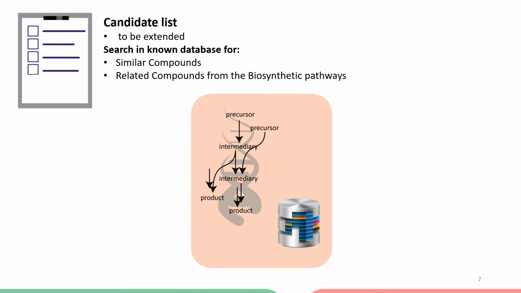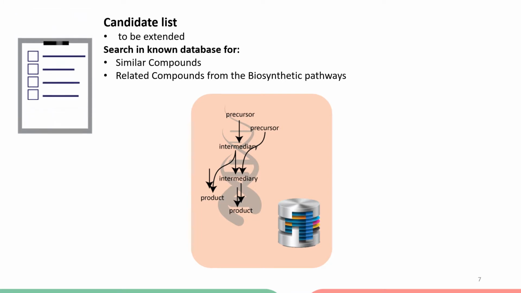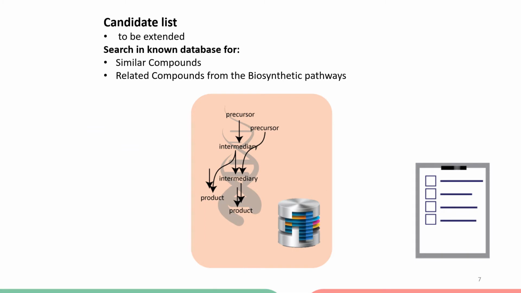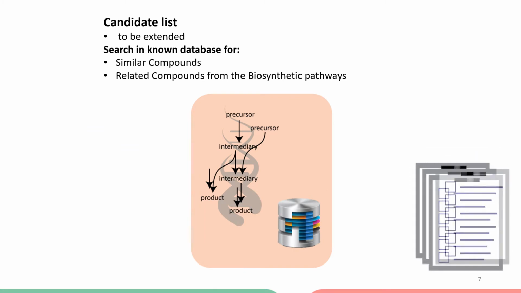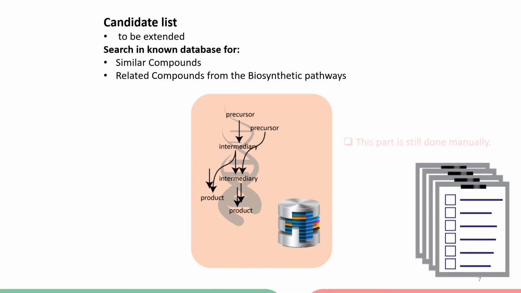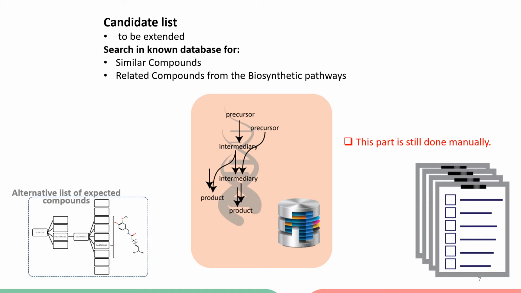Once the first list of candidates is achieved, it will be extended through a search for similar compounds and furthermore for related compounds from the biosynthetic pathways. This part is rather manual still, but we are working on automation for that. In this mid-step, we plan to make it possible for users to add a candidate list compiled through alternative means, such as chemotaxonomic, for example.